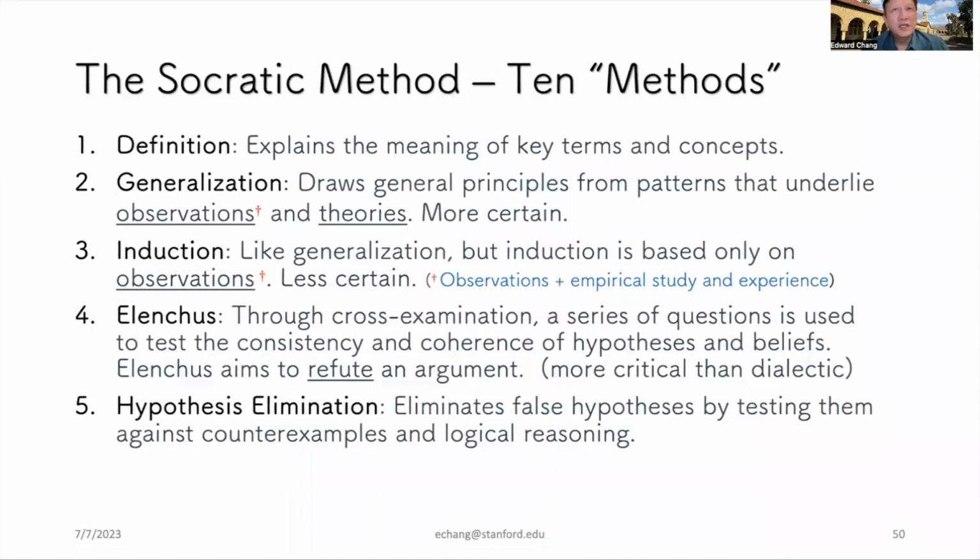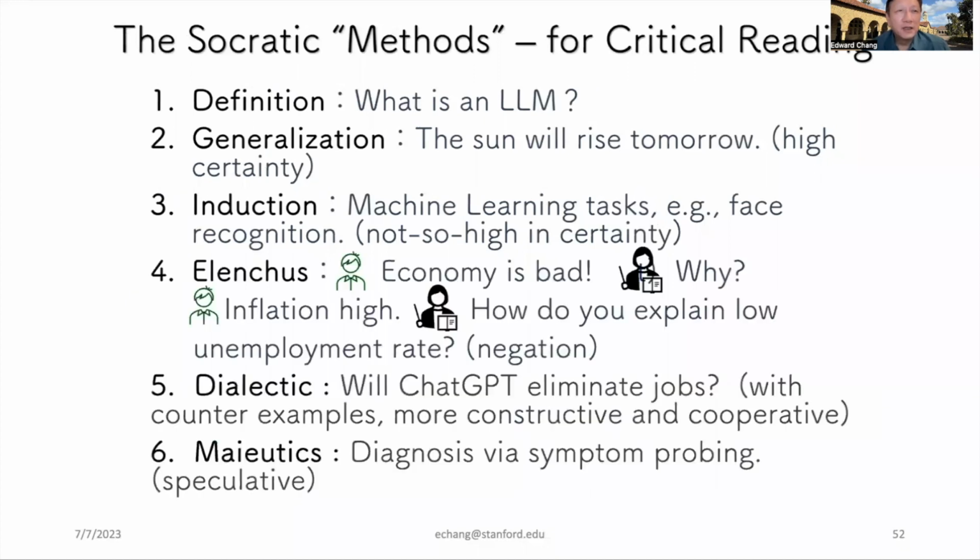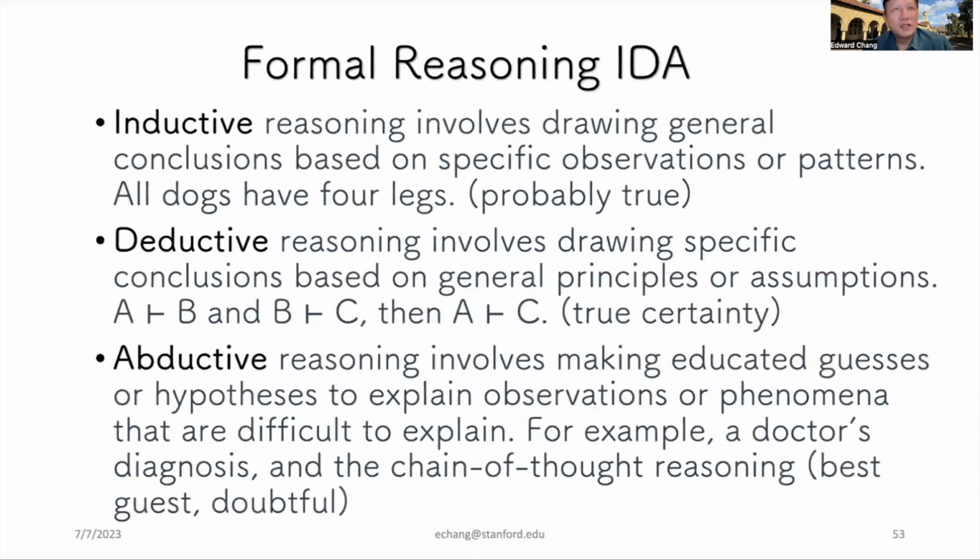The Socratic method has some sub-methods, including definition, generalization, induction, and hypothesis elimination. Because of a shortage of time, let's assume there are certain templates offered by the Socratic method. That's really great. But those methods are not really solid; they are kind of fluffy. So we like to map these Socratic methods to formal reasoning. There are just three reasoning methods: inductive, deductive, and abductive.